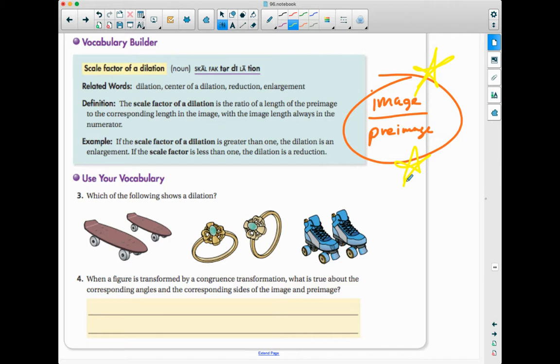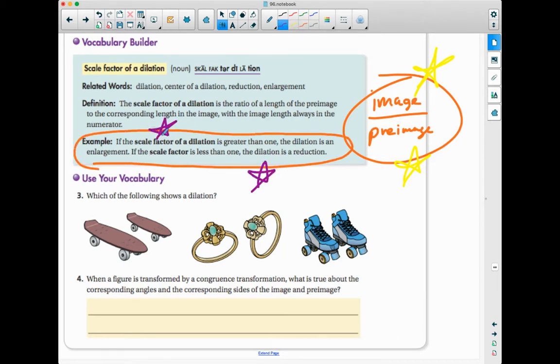If the scale factor is greater than 1, the dilation is an enlargement. If the scale factor is less than 1, the dilation is a reduction. All right, so that is another huge part of this section.